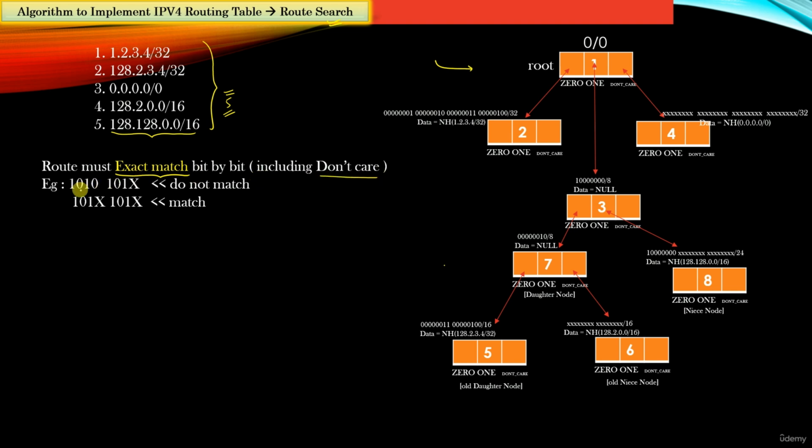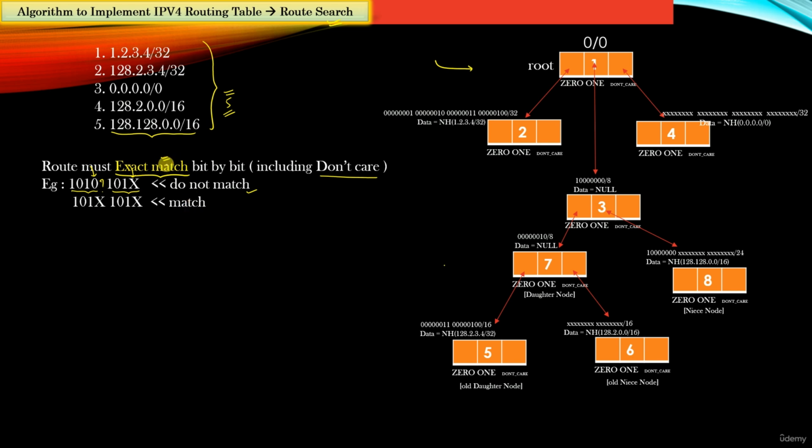So for example, if I am looking to compare the bit pattern 1010 with the bit pattern 101x, and if I ask you the question whether these 2 bit patterns are equal or not, or whether these 2 bit patterns exactly match or not, the answer is that they do not match. And the reason is simple. The last bit here is 0 and here the last bit is a don't care bit.